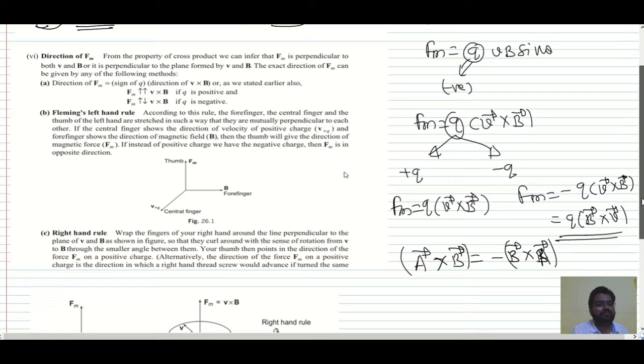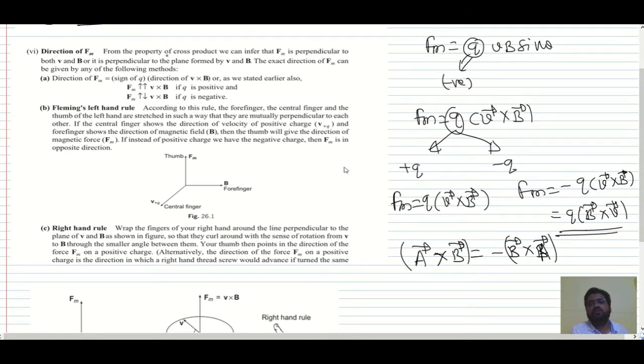Now sixth point in this, direction of Fm. From the property of cross product, we can infer that Fm is perpendicular to V and B, right? Yes, I told this, right? So direction of Fm depends on the sign of Q and the direction of V bar cross B bar, as we stated earlier also, right? Fm is in the direction of V bar cross B bar if Q is positive. So that is what I told over here. Fm is in the direction opposite to the V bar cross B bar if Q is negative.